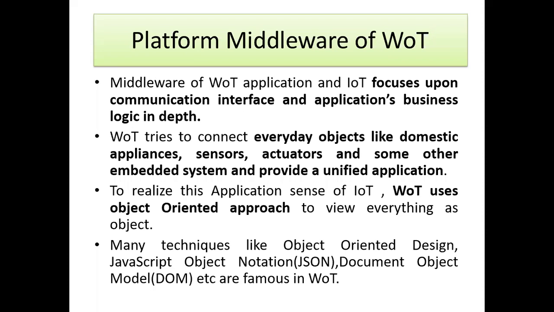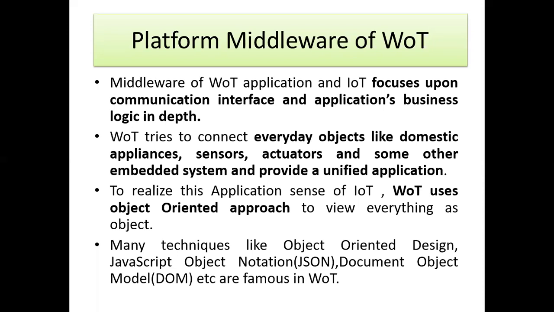The WoT tries to connect everyday objects like domestic appliances, sensors, actuators, and some other embedded systems, and provide unified applications. That means we connect everyday objects, home appliances, sensors. To realize this application sense of IoT, the WoT uses an object-oriented approach to view everything as an object. That object means the devices or things we are going to connect. To realize that thing as an object, it uses the object-oriented approach.